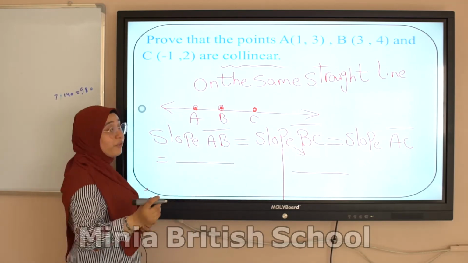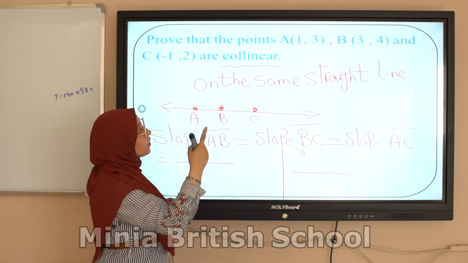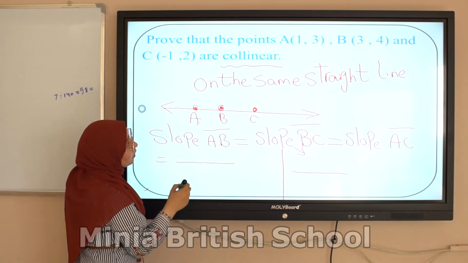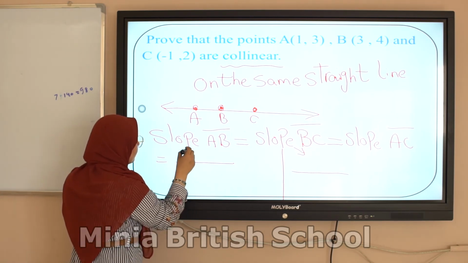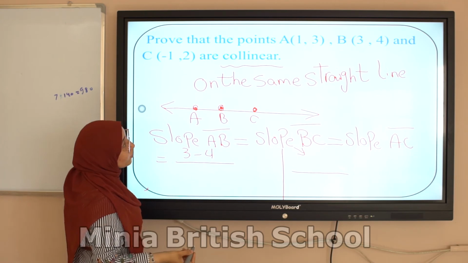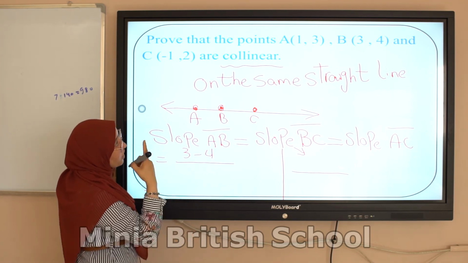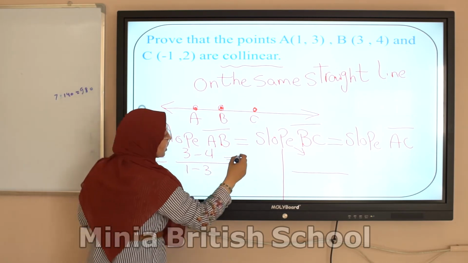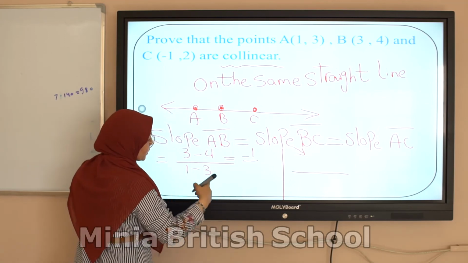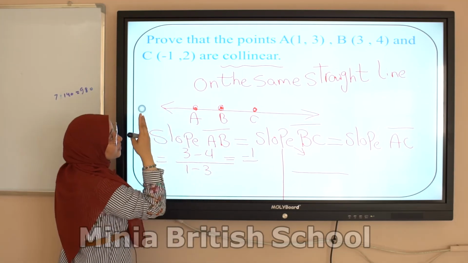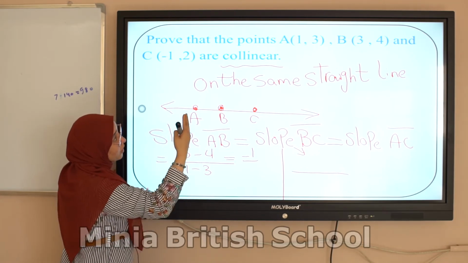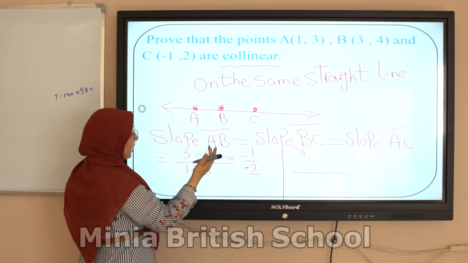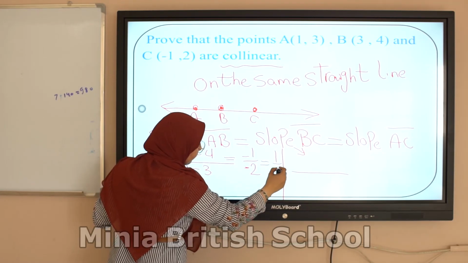So the difference in y coordinates is 3 minus 4, divided by 1 minus 3. 3 minus 4 equals negative 1, and 1 minus 3 equals negative 2. So the slope equals half.